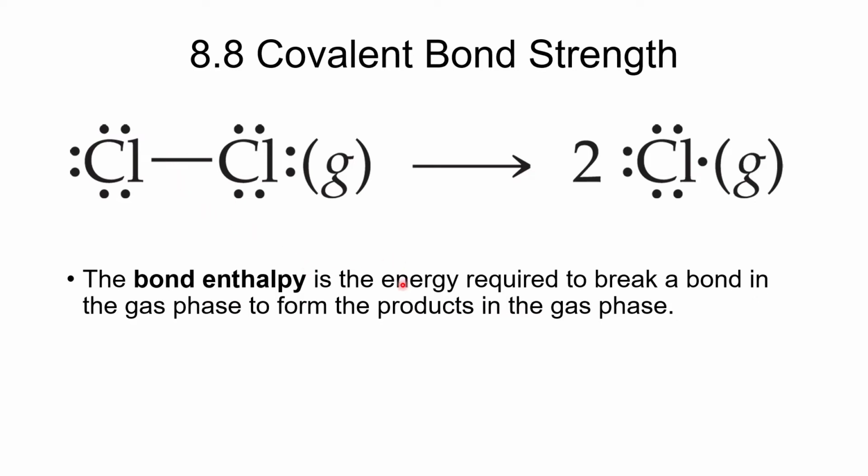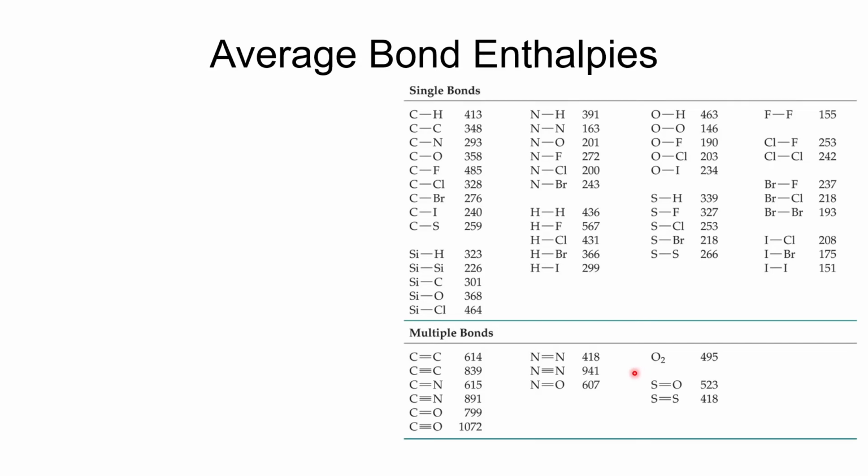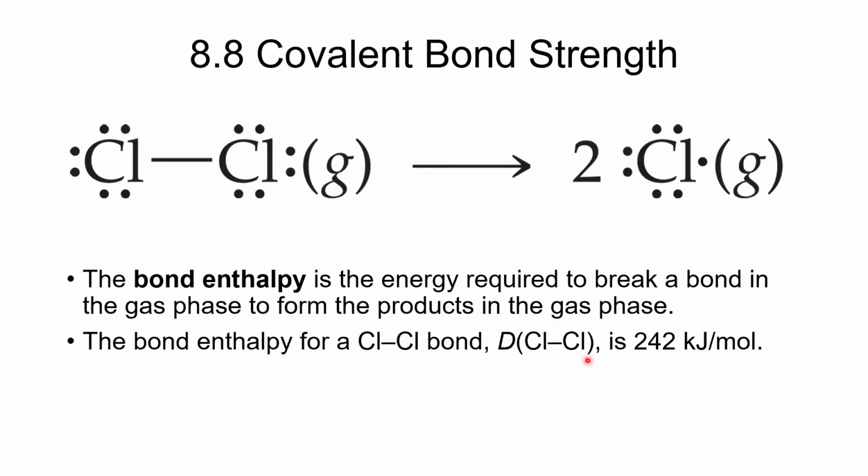And so the bond enthalpy for a chlorine-chlorine bond, which we're going to write down as D. The D, by the way, means dissociation. So often it's talked about as the bond dissociation enthalpy. So D is 242 kilojoules per mole. All right, so that is our bond dissociation enthalpy.